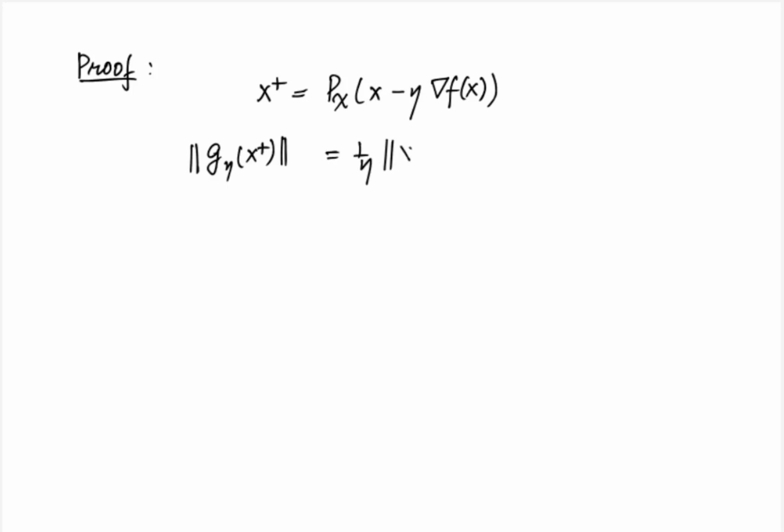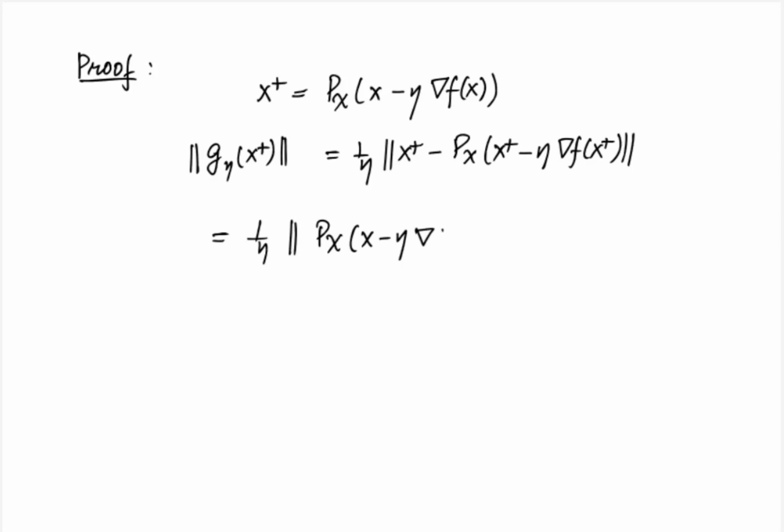To see the proof, let us denote x plus as the projection of x minus eta gradient f of x onto calligraphic x. Then from this definition, we have that the norm of g eta of x plus, which is the left hand side in the original inequality, is equal to 1 by eta norm of x plus minus projection of x plus minus eta gradient f of x plus. Now let us substitute the definition of x plus here so as to get 1 by eta norm of projection of x minus eta gradient f of x minus projection of x plus minus eta gradient f of x plus.